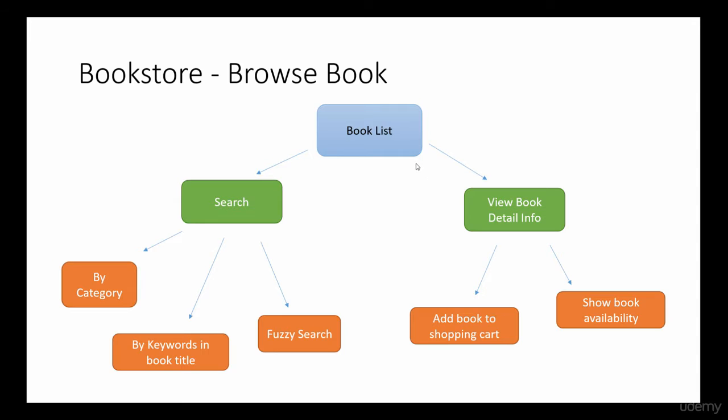And once the user finds a book that he's interested in, he can view the detailed information of the book, which is a zoomed version of the book. It will see more details like publisher and how heavy the book is and how many pages, the complete description of the book. And also the user will see whether the book is available or not.